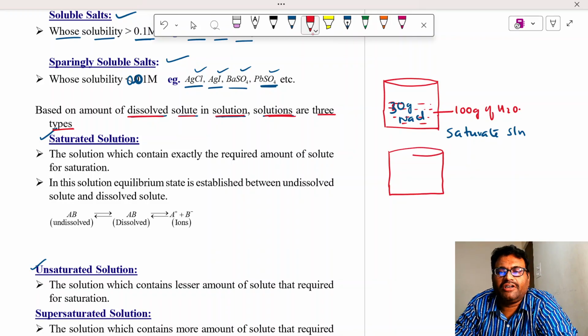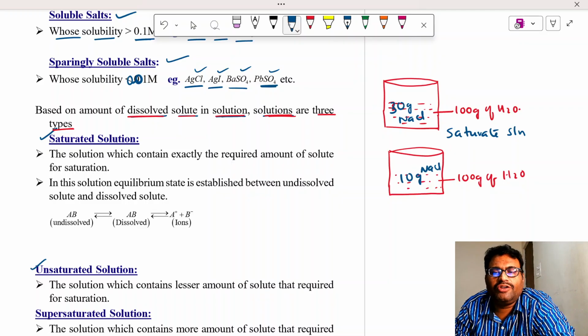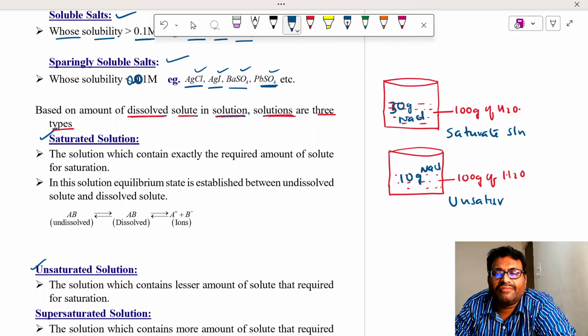So let us take another container. In this, how much water is present? 100 grams of water. Here I dissolve only 10 grams of NaCl. Now what is this solution? It contains solute less than its solubility. If a solution contains solute less than its solubility, then we call it an unsaturated solution.